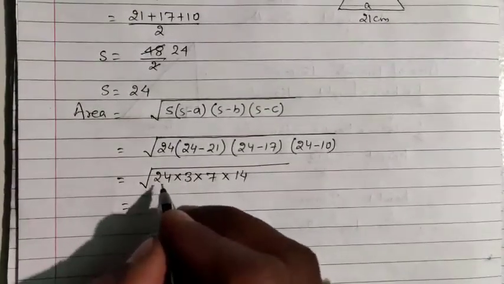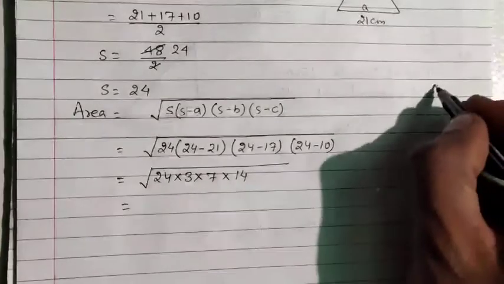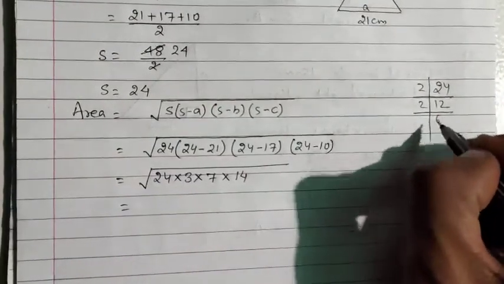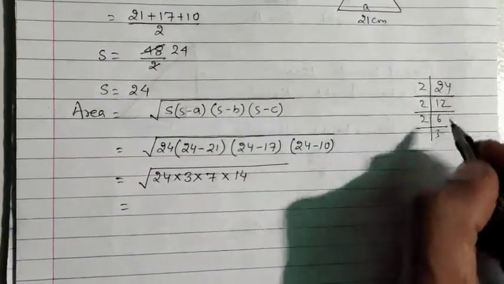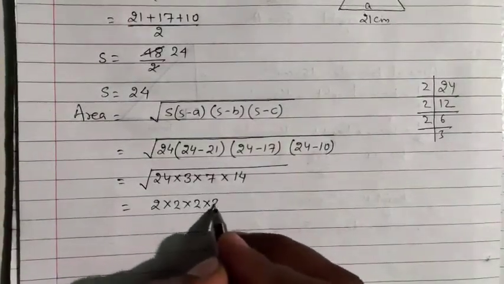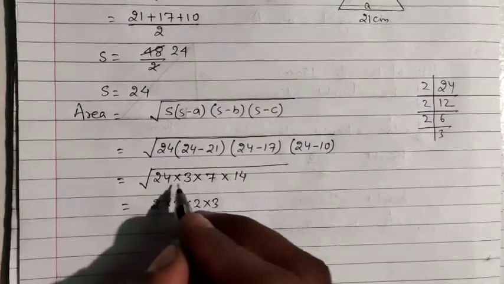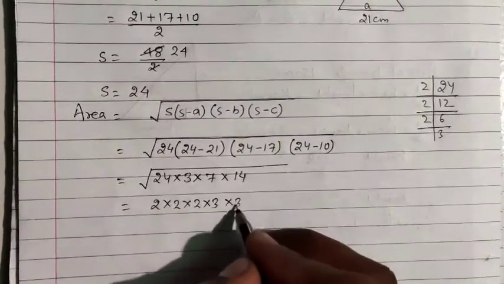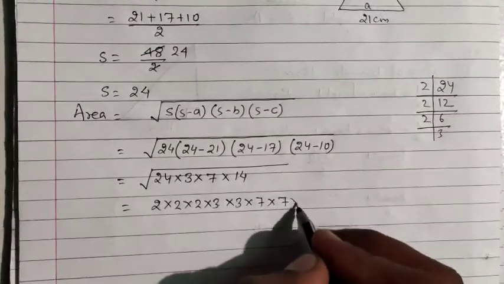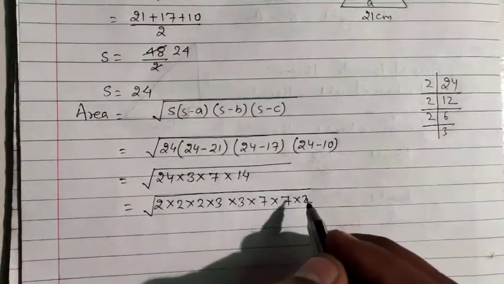How will we calculate? We will factorize all the numbers. Like 24, we are calculating the factors. 2 12s are 24, 2 6s are 12, 2 3s are 6. In place of 24, what will we write? 2 into 2 into 2 into 3. 2 2s are 4, 4 2s are 8, 8 3s are 24. Here 3 single is there, here 7 single is there. In place of 14, we can write 7 into 2. Why are we doing this? So as to obtain a pair of each number.